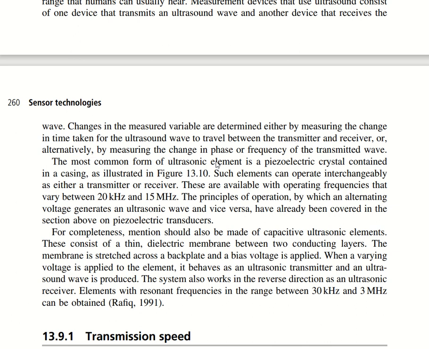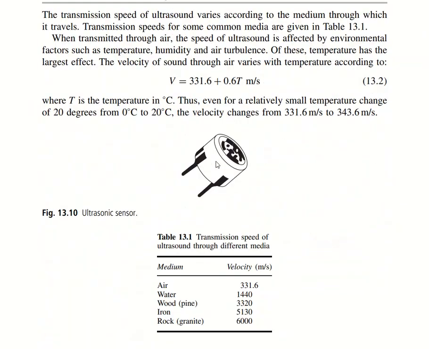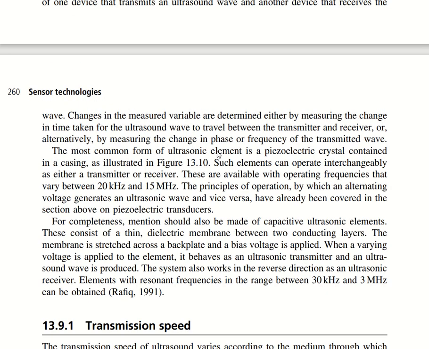Now, the most common form of ultrasonic elements is the piezoelectric crystal. We have discussed the quartz crystal last time. That is very much similar to this one, which is contained in a casing, as you can see in this image. This is an ultrasonic sensor. So such elements can operate interchangeably as either transmitter or receiver, and these are available with different operating frequencies, which vary between 20 kilohertz and 15 megahertz.